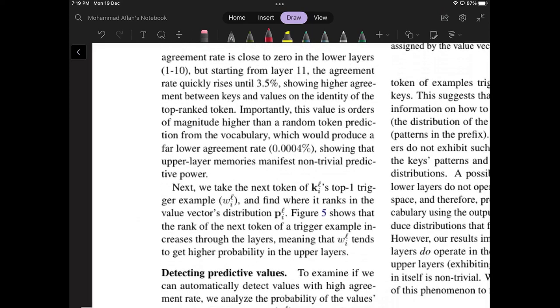Next, we take the top token of KIL's top one trigger example WIL and find where it ranks in the value vector's probability distribution PIL. Figure 5 shows the rank of the next token of a trigger example increases to the layer, meaning that WIL tends to get higher probability in the upper layers.